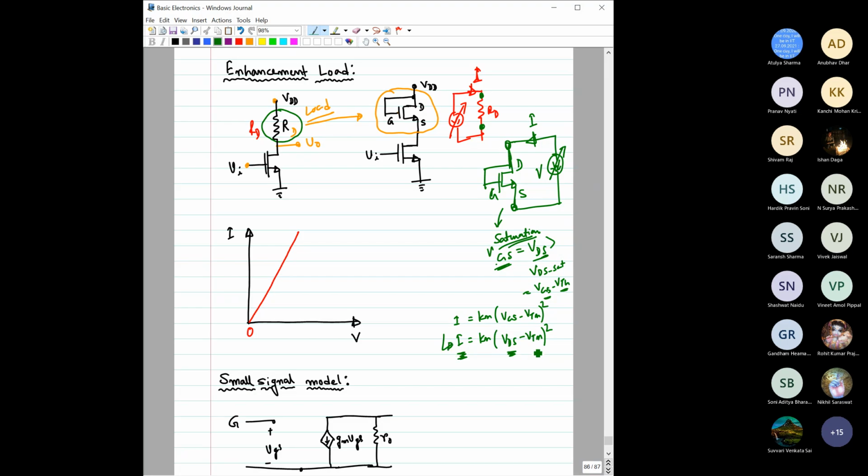Until the applied voltage V, which is now VDS, reaches VTN, the threshold voltage, there is no current, because of how the transistor operates. Until it crosses the threshold, there will be no drain current. Once it crosses, it follows the square characteristic, (VGS minus VTN) squared. So the characteristics would look something like this, isn't it?